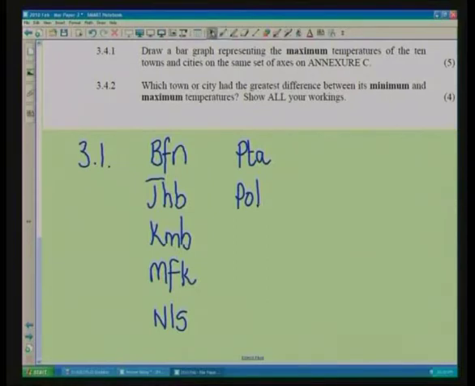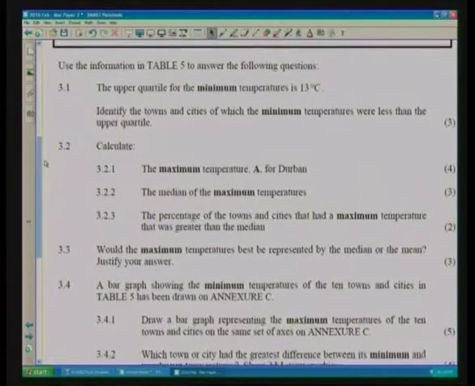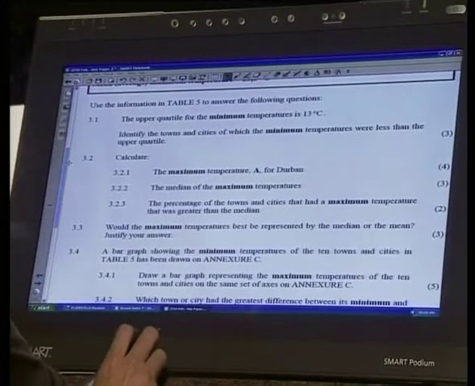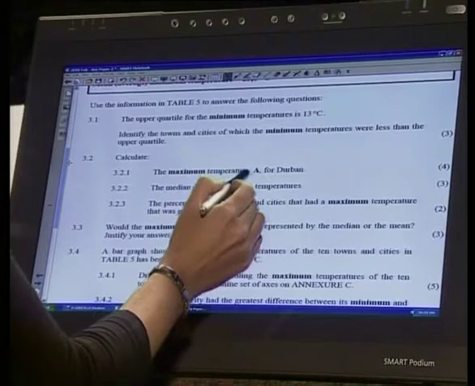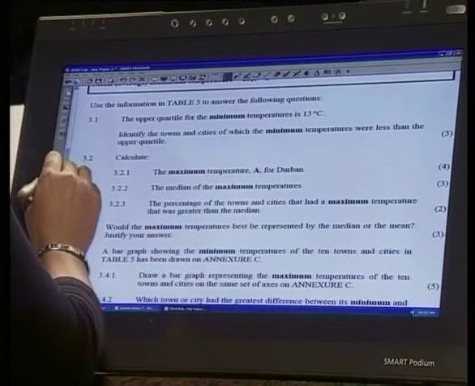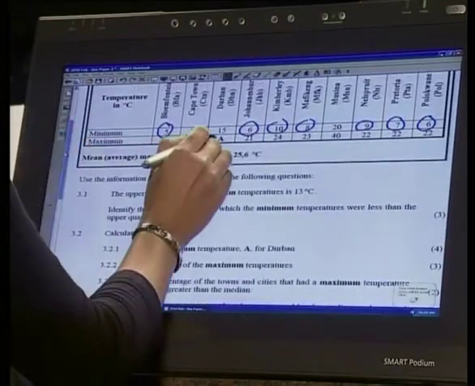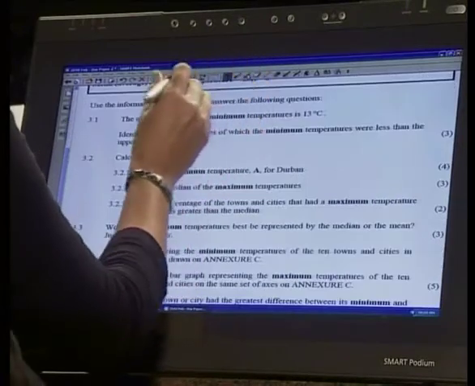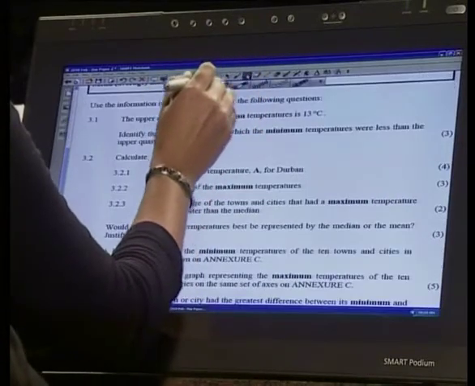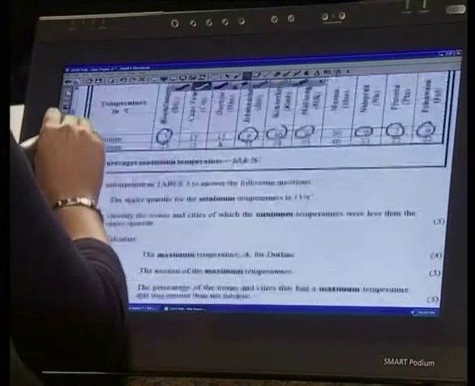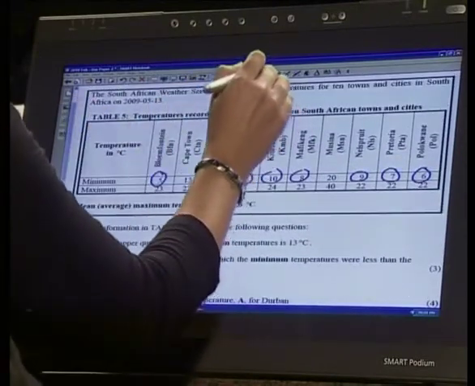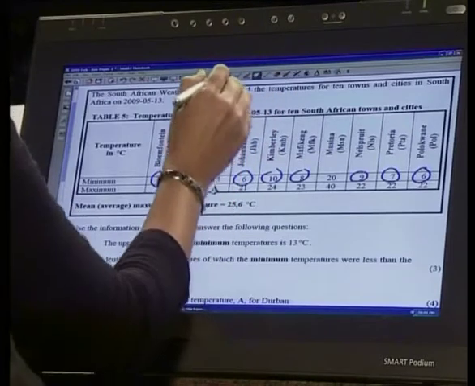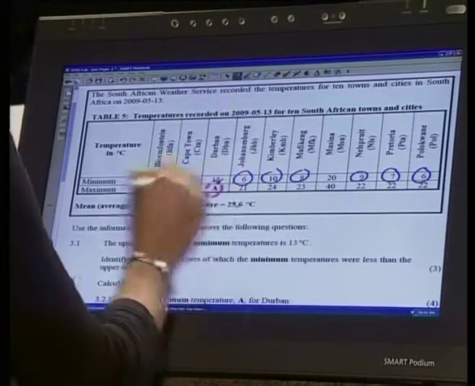Okay, let's now have a look at 3.2. 3.2.1 asks us to work out the maximum temperature, which is labeled as A in the table for Durban. Now, this is such an awesome question. This one over here, this is what we're looking at. I'll just quickly highlight that for you. Okay, we're looking at that value over there.